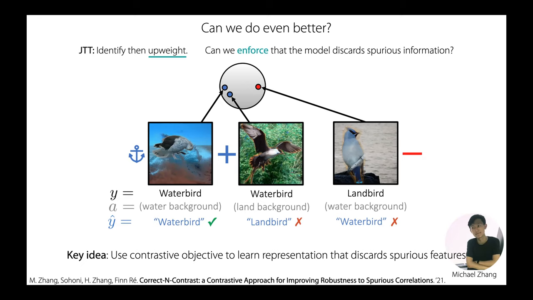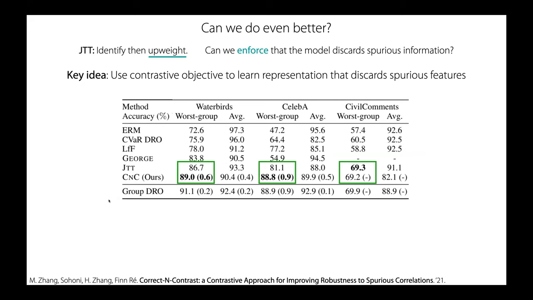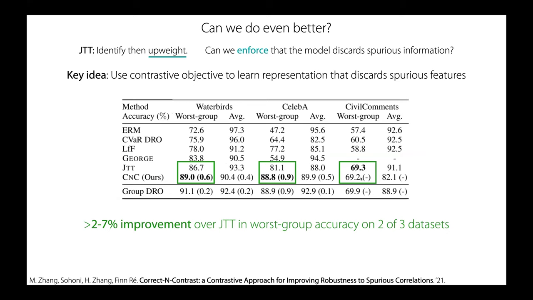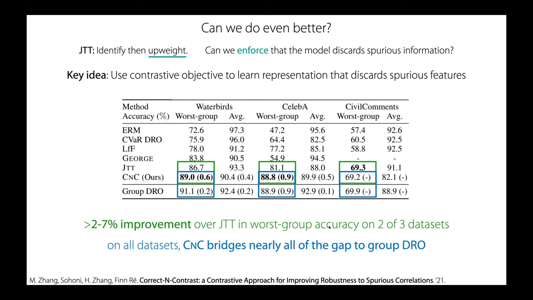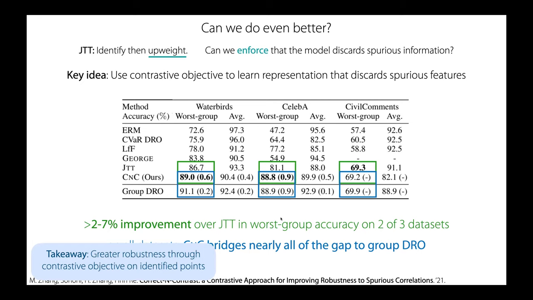Cool, and then if we evaluate this in comparison to JTT, we see that it provides a 2 to 7% improvement over JTT in the worst group accuracy on 2 out of 3 data sets. On Civil Comments, it ends up performing quite similarly. And we also see that on all of the data sets, it bridges nearly all of the gap between JTT and group DRO. Cool. So we can get even greater robustness than the simple just train twice approach by using this contrastive objective on the identified data points.